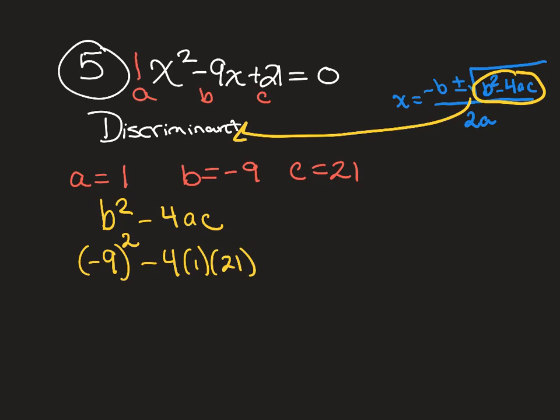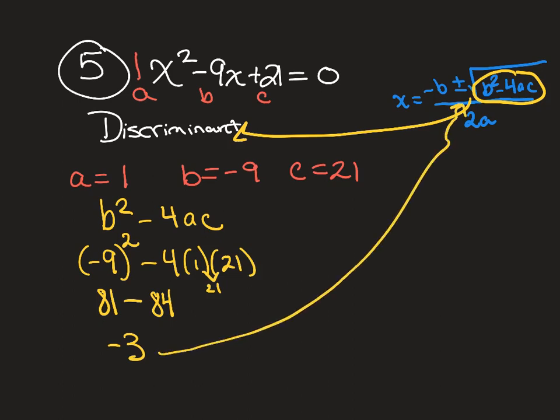So negative squared, and a negative times a negative is a positive. 9 times 9 is 81 minus 4 times 1 times 21. Sorry, 1 times 21 is 21. 21 times 4 is going to make 84. And so 81 minus 84, you can use a calculator, is negative 3. So if we think back up here, that means the thing under the square root is going to be a negative 3. We can't square root a negative number. So that means there are no solutions.